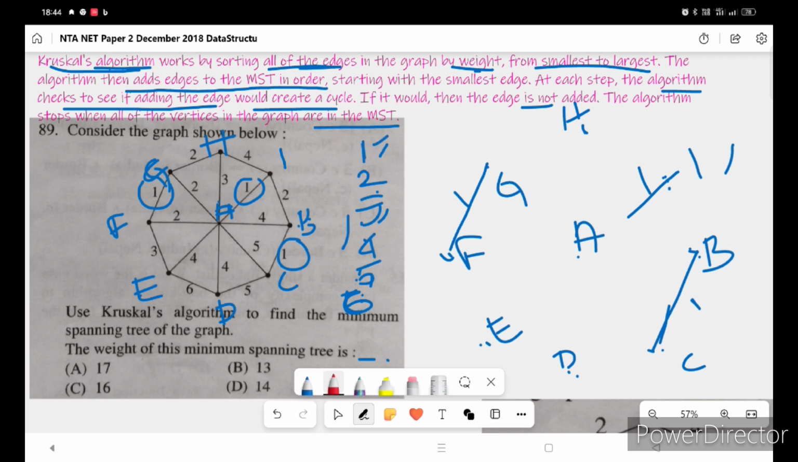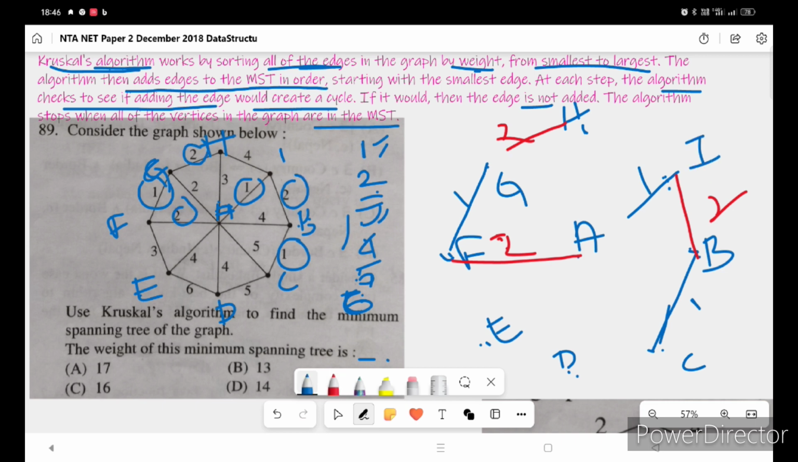A to F it is available. Then G to H, 2. I to B, 2. These 2 we cannot consider. Why? If we draw this, then it will form a cycle. If it doesn't form any cycle, we are supposed to include it.